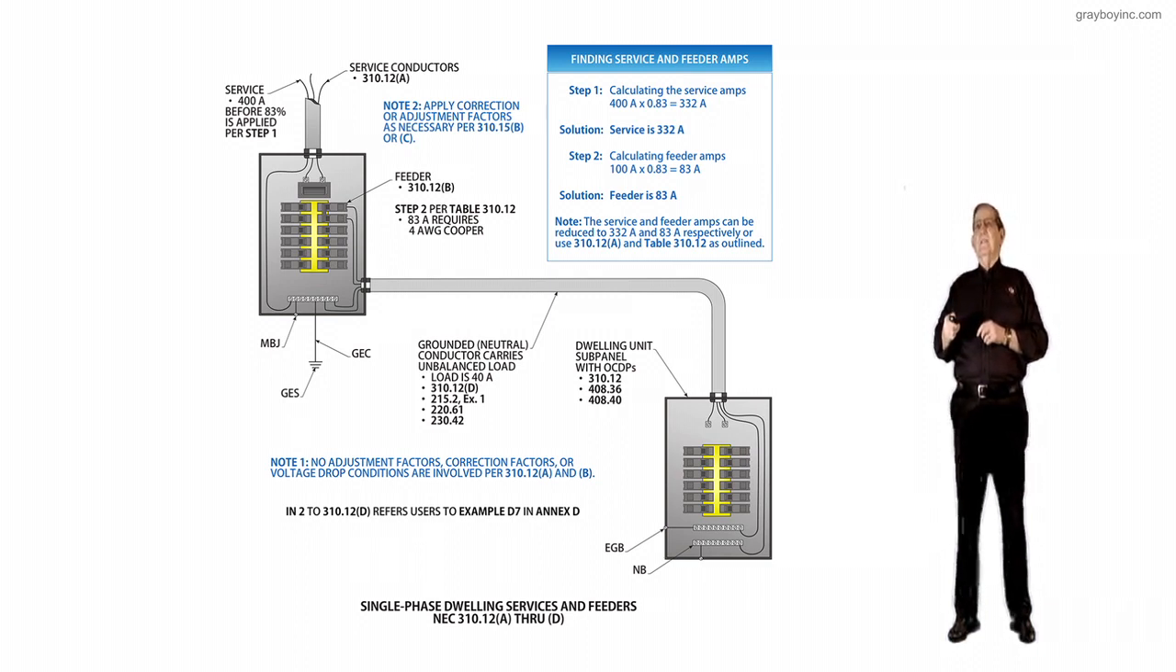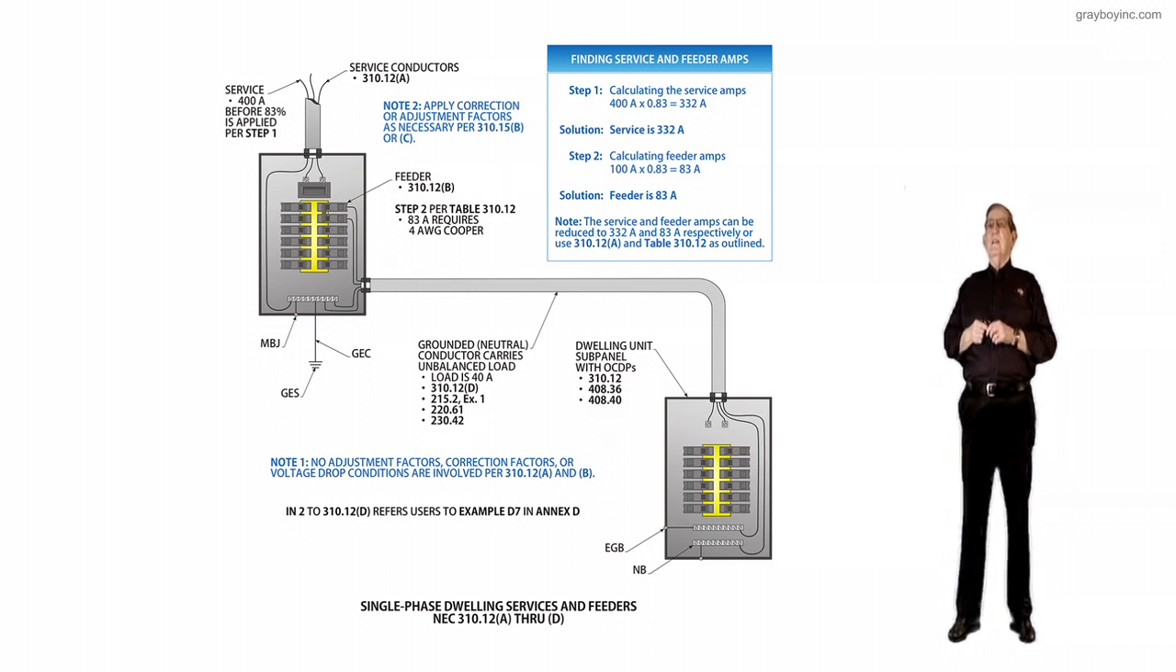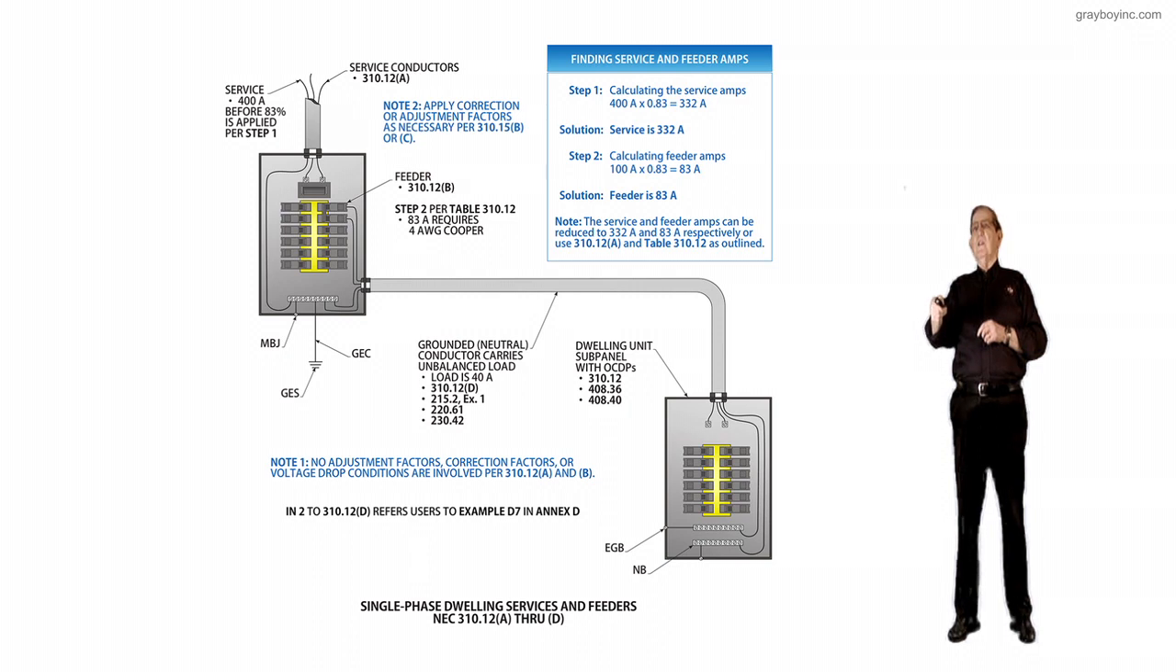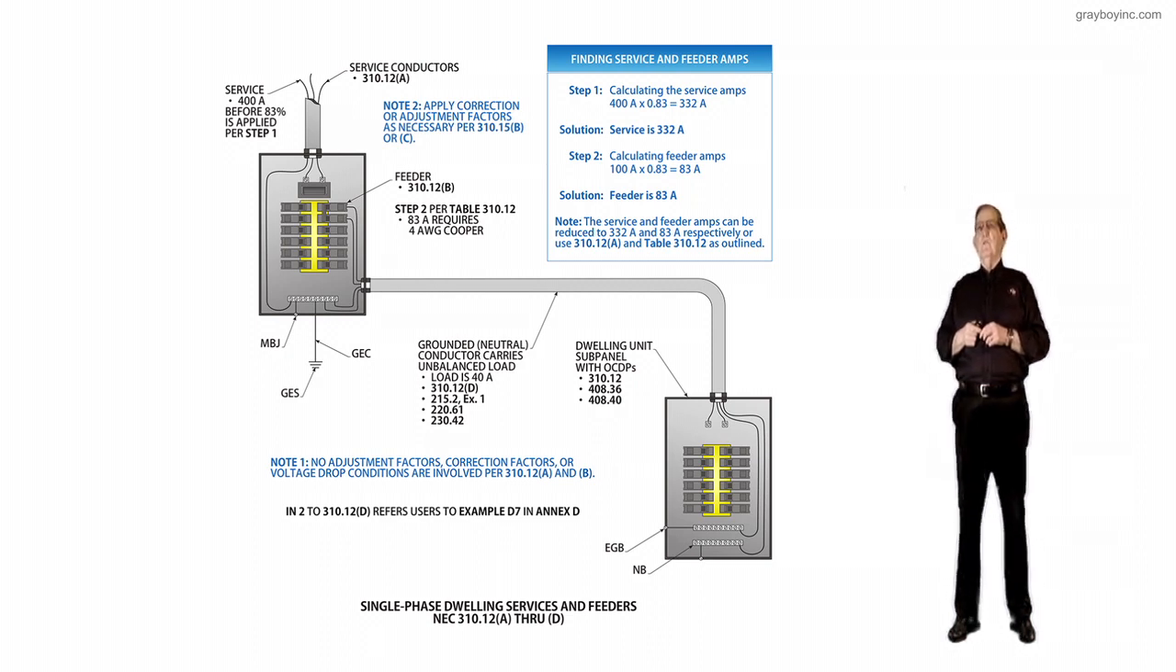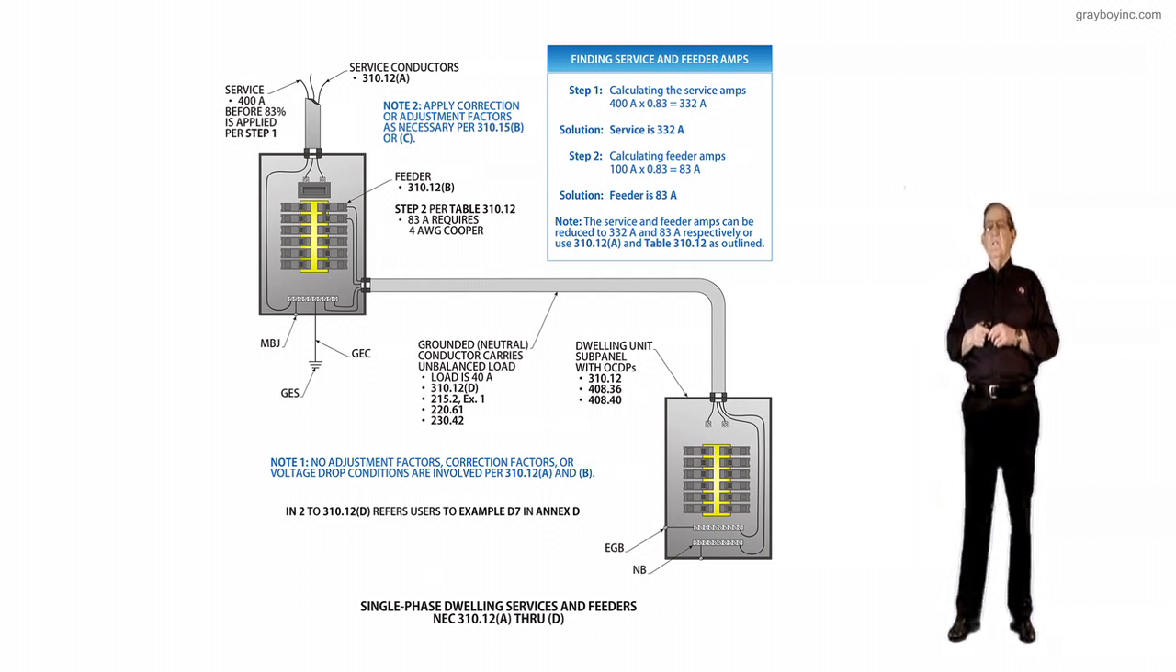Then notice in note 2, calculating the feeder amps, if it was 100 amp, which is minimum, you take 83% of 100, and that's 83. And notice here, in step two, that could be a number 4 conductor when you do that by looking at your table 310.12D. Now, the note in the boxed-in information says the service and feeder amps can be reduced to 332 and 83, respectively, and use 310.12A and table 310.12 as offered. So we're calculating phase conductors and neutral there, as you see.